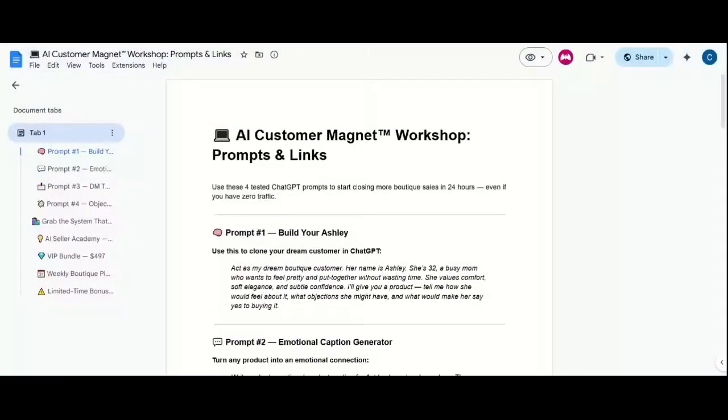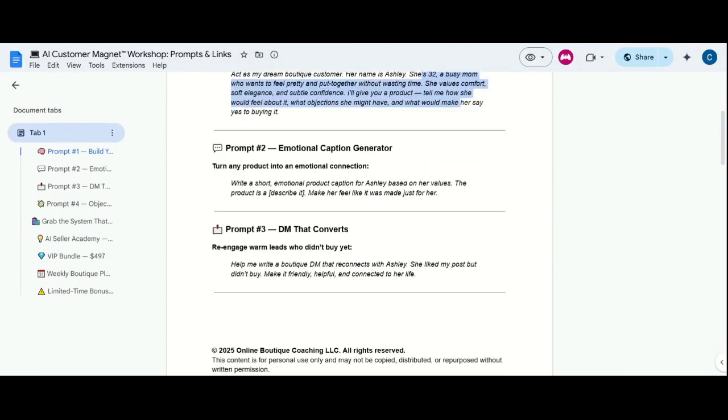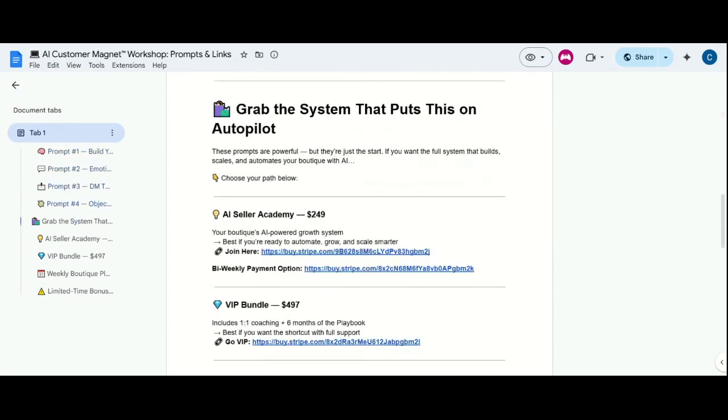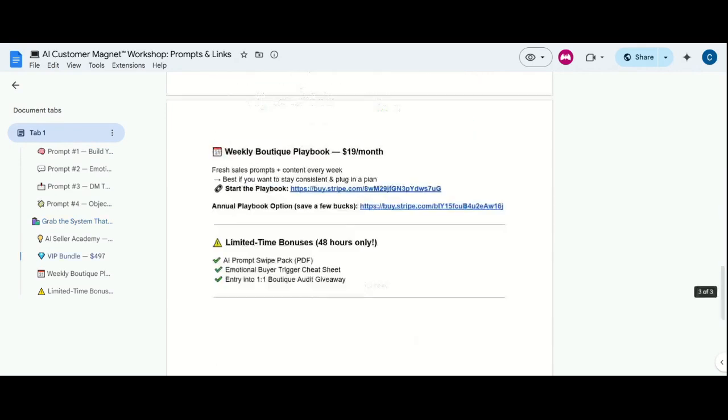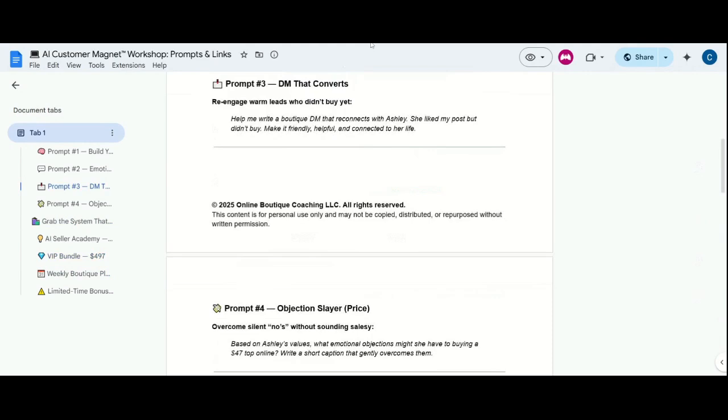And real quick, this is the Google Doc. It's got all the prompts in there. Just remember that you want to change up your customer right here. Make sure that you change up the age and the values or whatever you want to put in there. And then down here is all the information on everything else and what we're going to be doing going forward. And that's it. That's all I got, guys.